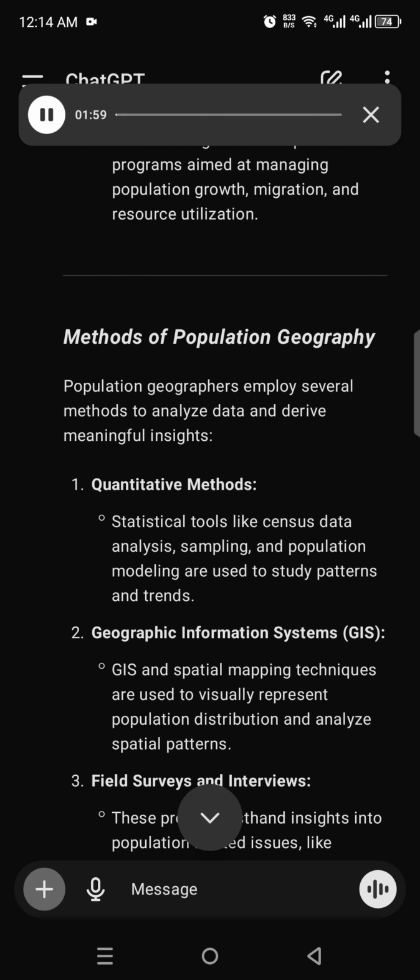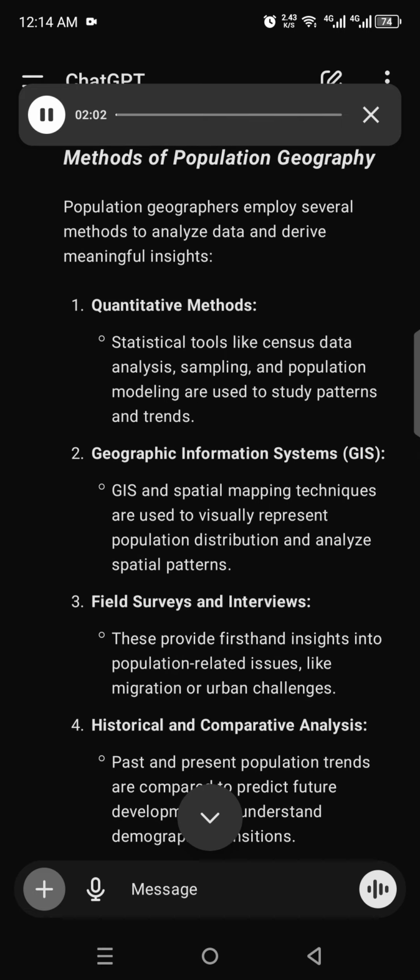Methods of population geography. Population geographers employ several methods to analyze data and derive meaningful insights. 1. Quantitative methods. Statistical tools like census data analysis, sampling, and population modeling are used to study patterns and trends. 2. Geographic information systems, GIS. GIS and spatial mapping techniques are used to visually represent population distribution and analyze spatial patterns.